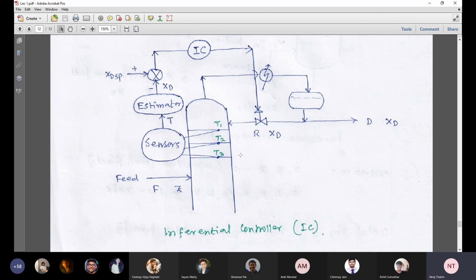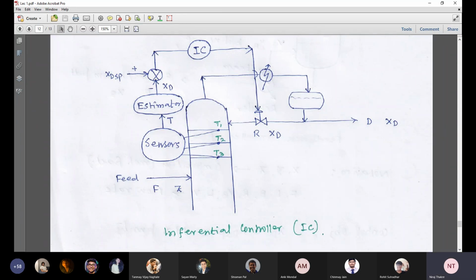Because of this reason, temperature measurement is preferred in industrial practice. Now what we can do, you see, we have measured the temperature by employing temperature sensors. I have shown here 3 temperature measurements because a temperature measuring sensor is quite cheap. Therefore, we can measure the temperature of a couple of trays instead of a single tray, just to capture the distillation dynamics better.